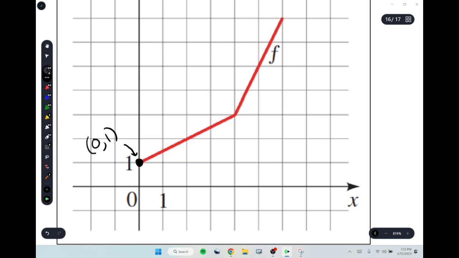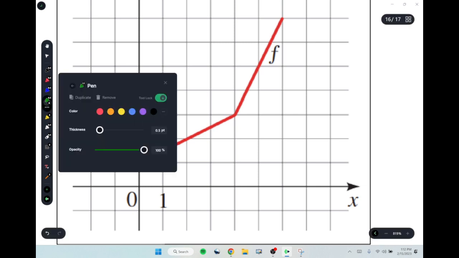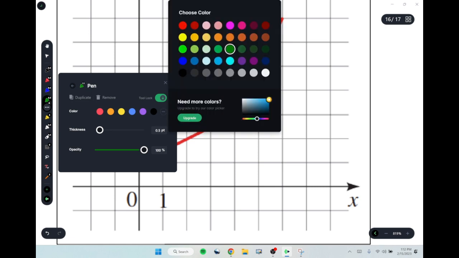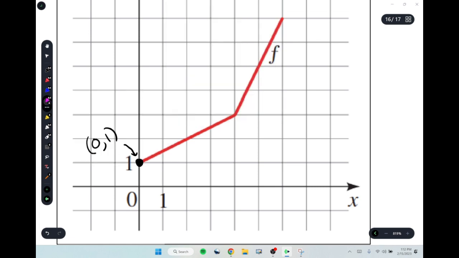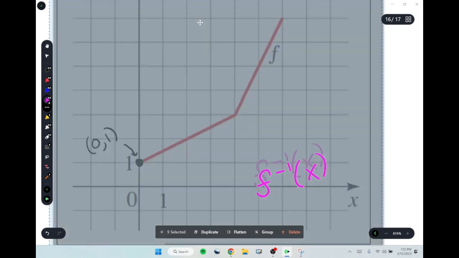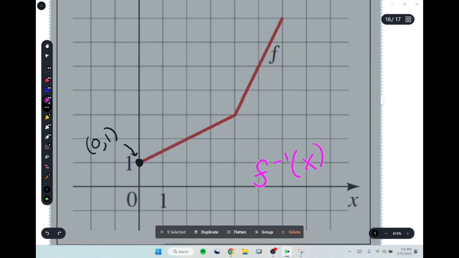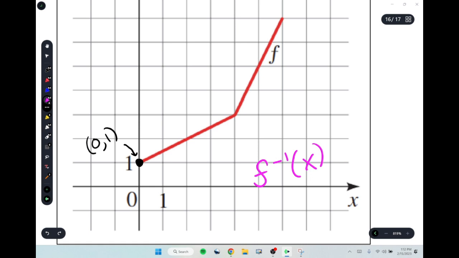That point is 0, 1. So what is the flip of it? It's on the inverse. Let's make our inverse a really bold color like pink so we know it's the inverse. F of -1 is our inverse. Cool? So what point is on our inverse? If 0, 1 is on our normal, what point's on our inverse? 1, 0, because they're the flip.